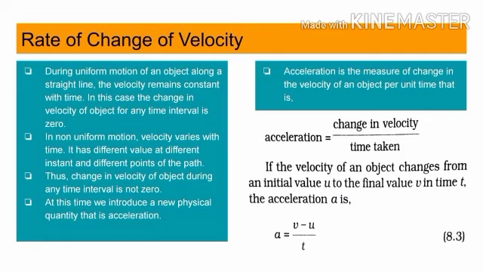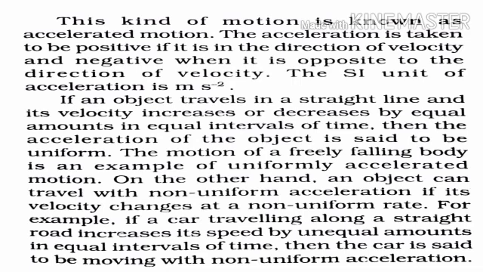If the velocity of an object changes from initial velocity u to final velocity v in time t, the acceleration a is equal to (v minus u) upon t. This kind of motion is known as accelerated motion. The acceleration is taken to be positive if it is in the direction of velocity and negative when it is opposite to the direction of velocity. The SI unit of acceleration is meter per second square.